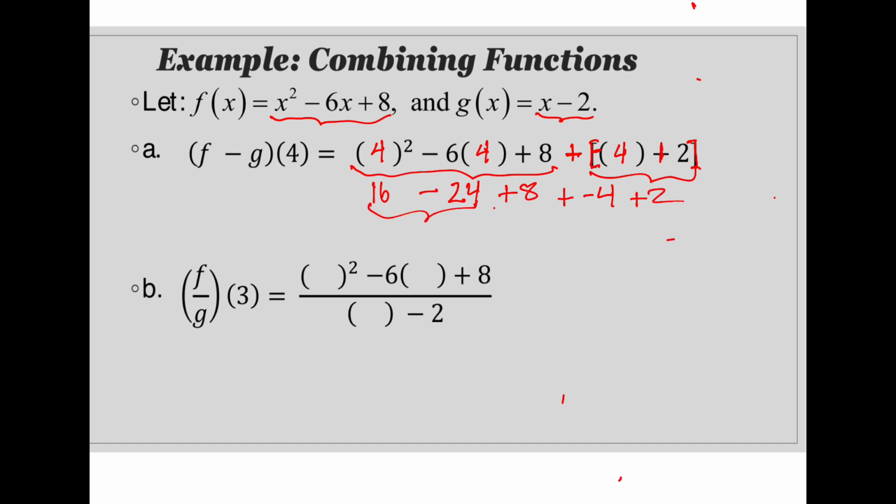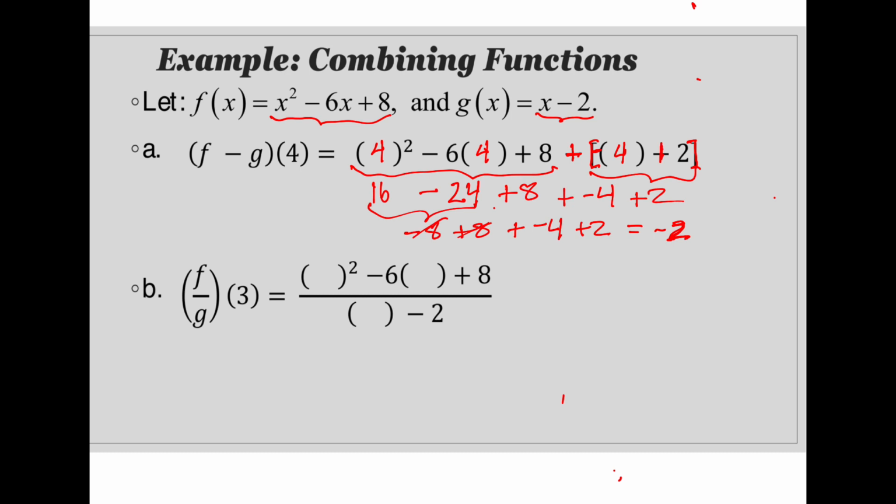16 minus 24, that's negative 8. And we have negative 8 plus 8. Well, that becomes 0. Then we have plus negative 4 plus 2. So that's negative 2. So we see that (f minus g)(4) is equal to negative 2.